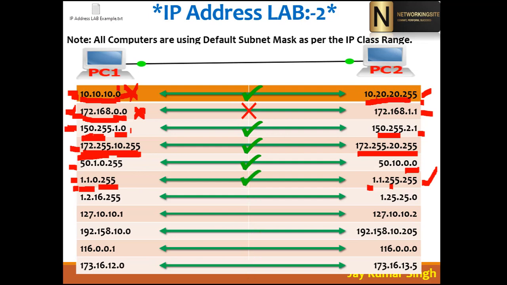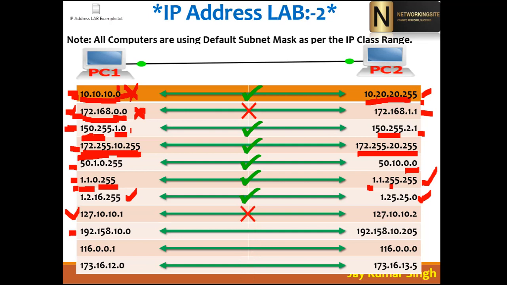Now tell me this one, 1.2.16.255. Yes, it will work. So class A is what? Yes, very good. After this one, look back. It is the loopback IP address.